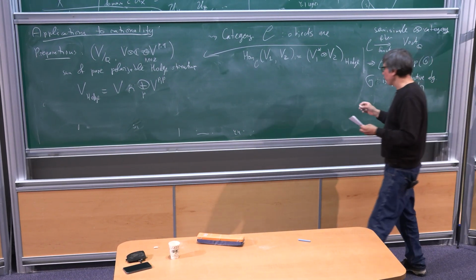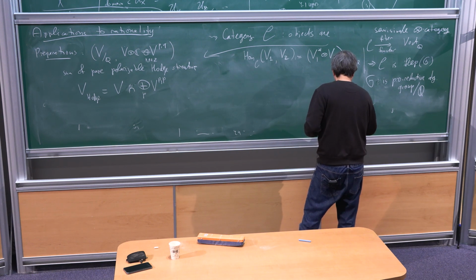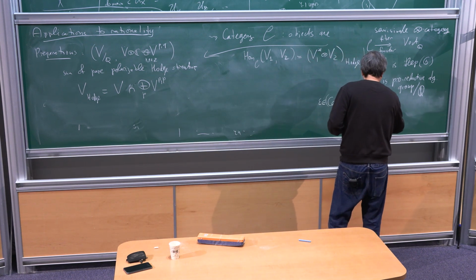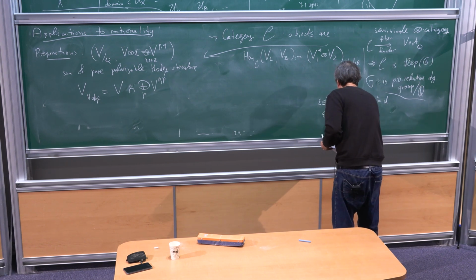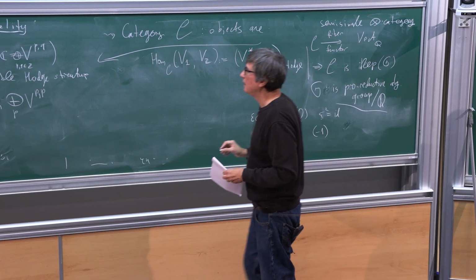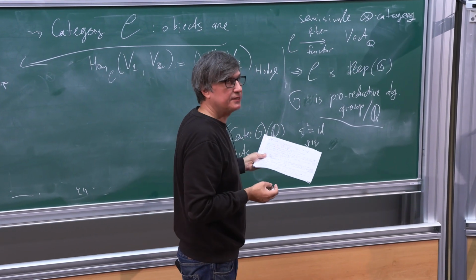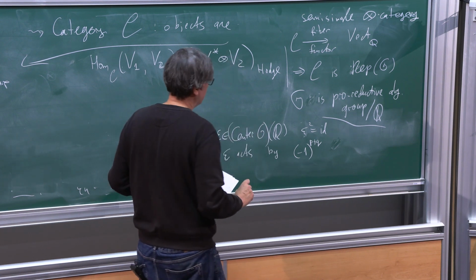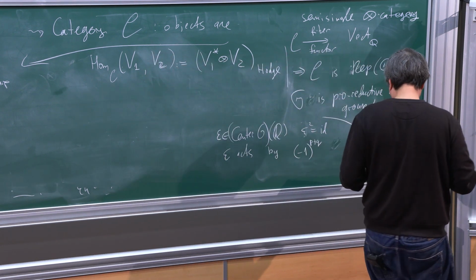So this group has two things. There is an element epsilon in the center of the group, a rational point whose square is equal to the identity, such that epsilon acts by -1 to the power P plus Q, by weight, in any representation. It's a pro-reductive group with a central element whose square is the identity.